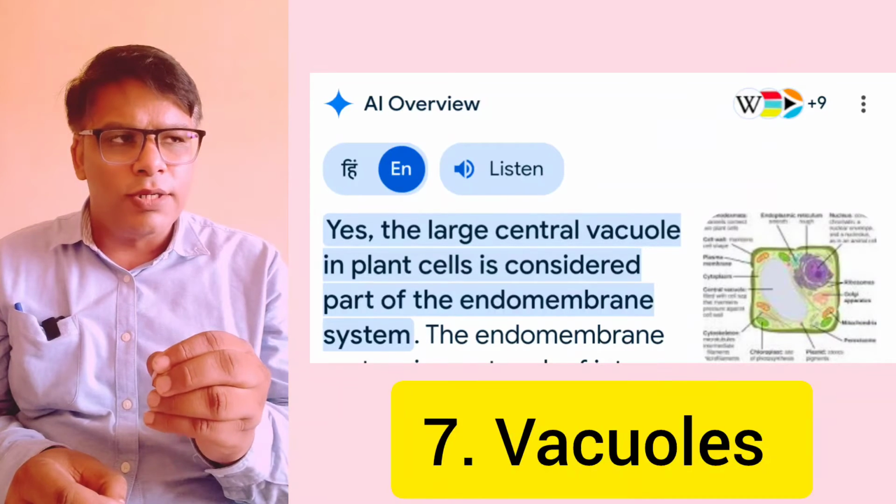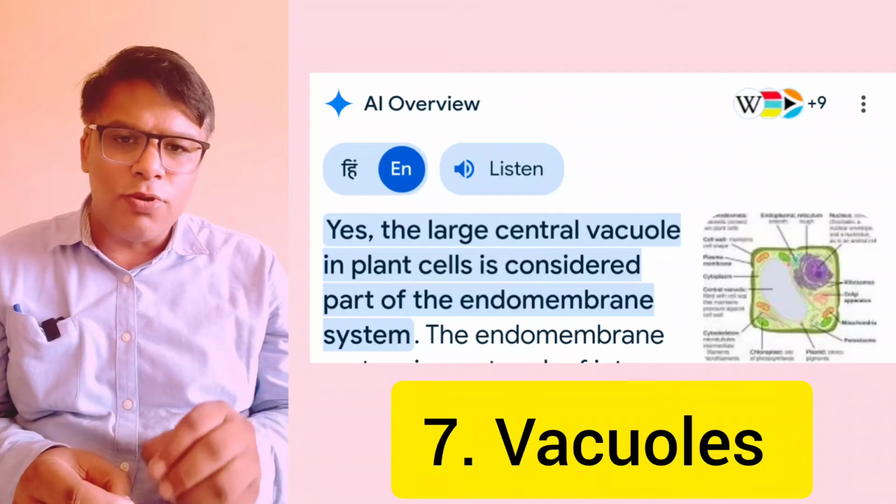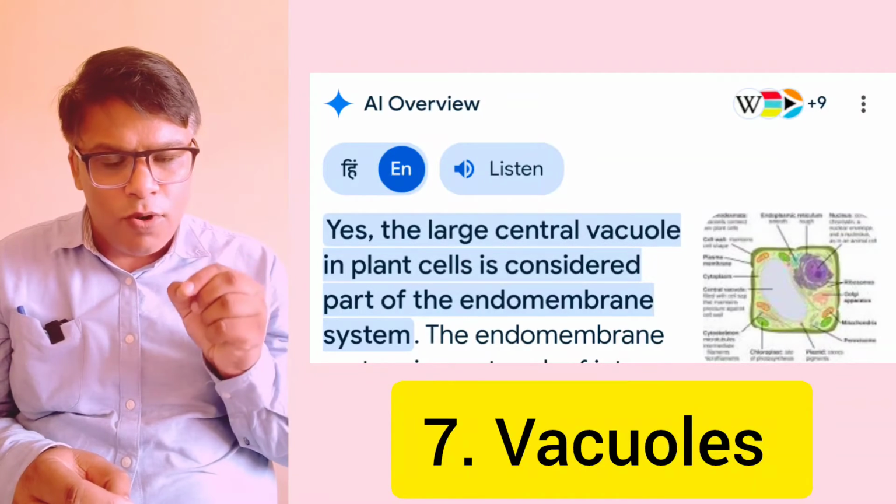Now you must know that within the plant cell, lysosomes are absent. In place of lysosomes, you have vacuoles. Yes, in the case of plants, you generally have a big vacuole. But in animal cells, you also have small vacuoles. These vacuoles are also part of the endomembrane system. So keep in mind, endosomes, lysosomes and vacuoles are part of the endomembrane system.